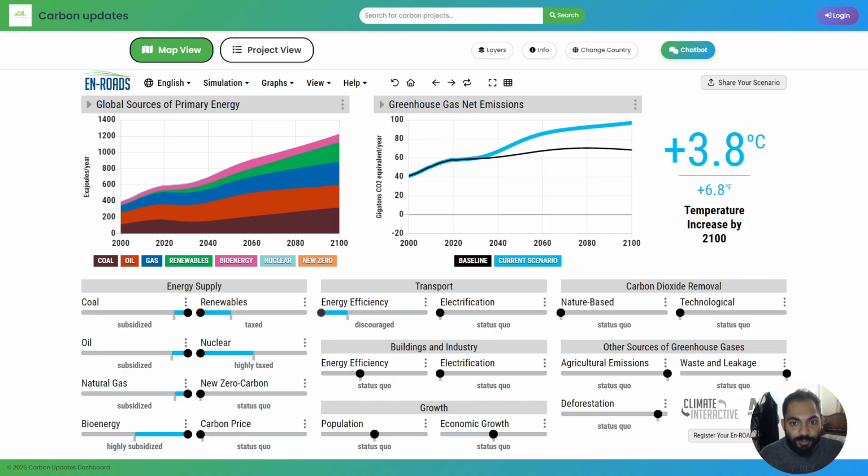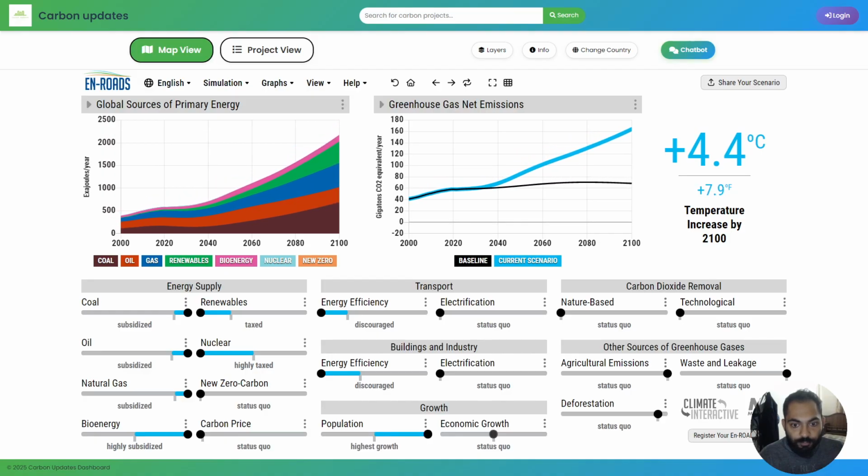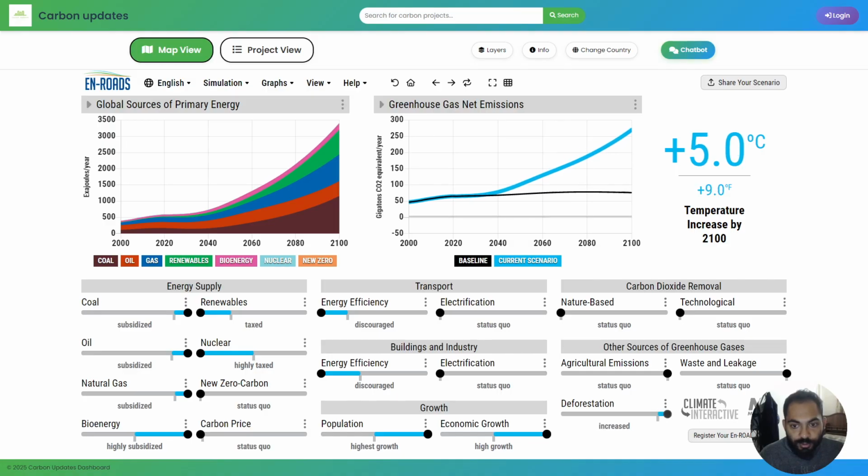Energy efficiency will decrease it. Yep. Population will have higher growth. Economic growth will increase higher. Electrification, nature-based technical agriculture, waste and leakage, deforestation increased. So see, for the worst case scenario, I don't even have to click on three of these. I did the worst case scenario. 5 degrees of change by 2100. This is the worst case scenario.